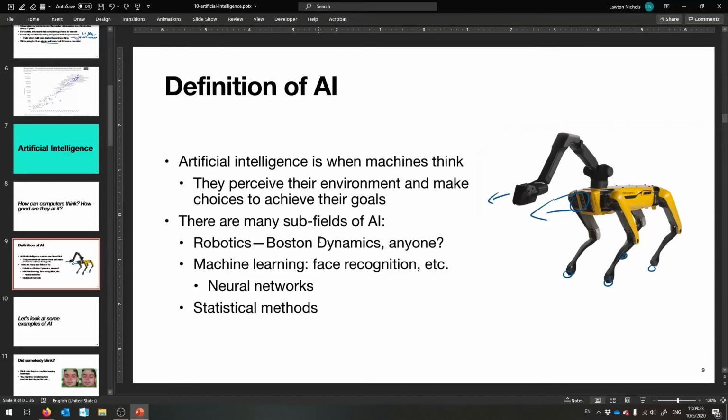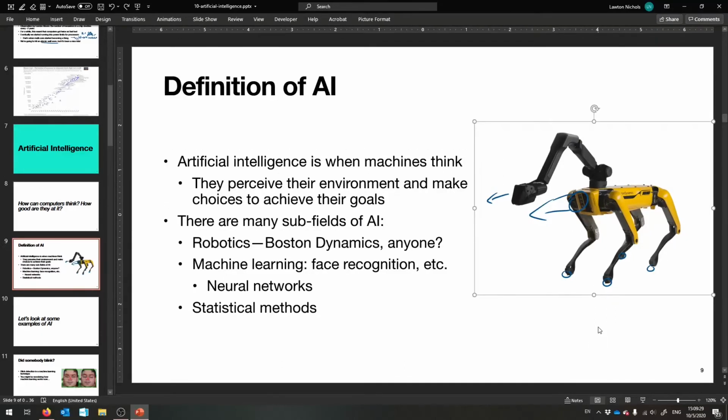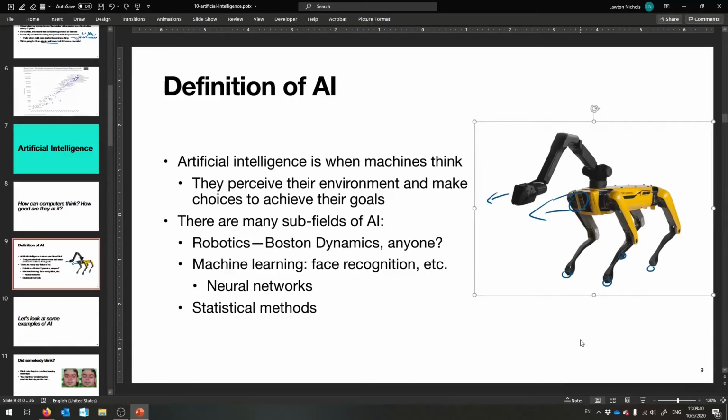So there's plenty of little subfields of AI, of artificial intelligence. You have your robotics, and this is a Boston Dynamics robot. Please go and look them up on YouTube. They have weird-looking robots that do weird things. But that's artificial intelligence. This robot is thinking for itself.